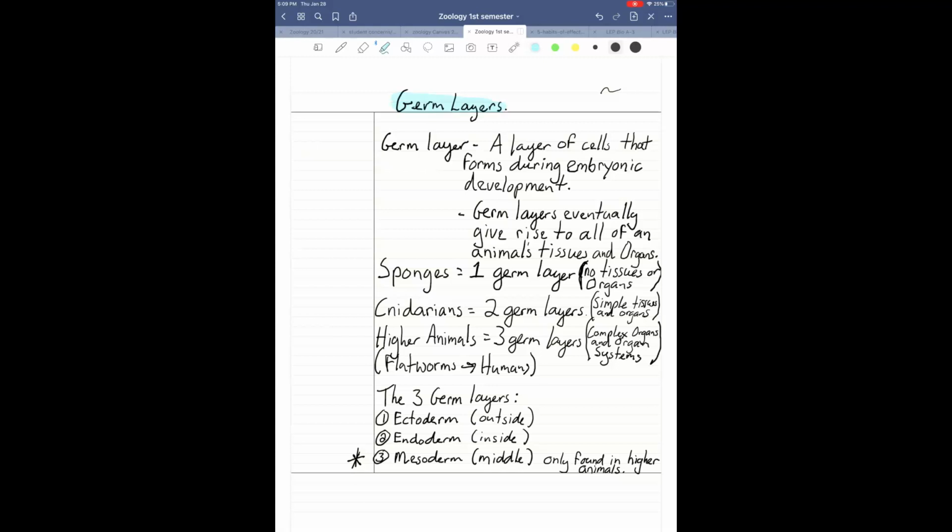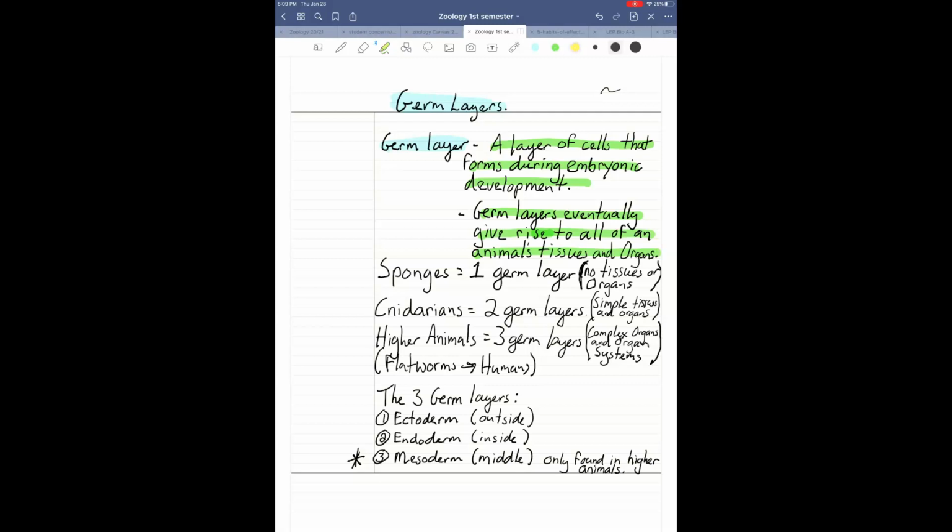Okay. So when we're looking at a germ layer, what it is, it's a layer of cells that forms during embryonic development of an organism. And these germ layers eventually give rise, they eventually develop into all of an animal's tissues and organs.